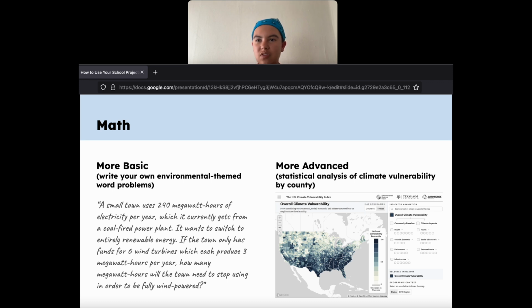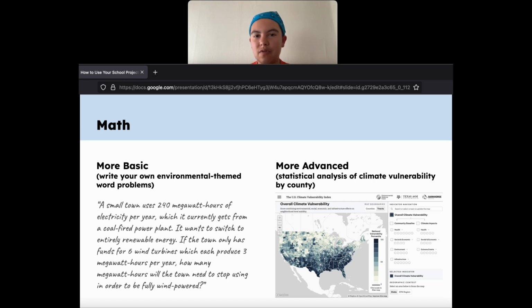there's all kinds of possibilities. For a type of project that's a little more on the basic side, a little simpler, you could write your own environmental themed word problems. I've got this example right here. It says a small town uses 240 megawatt hours of electricity per year, which it currently gets from a coal-fired power plant. It wants to switch to entirely renewable energy. If the town only has funds for 6 wind turbines, which each produce 3 megawatt hours per year, how many megawatt hours will the town need to stop using in order to be fully wind powered?